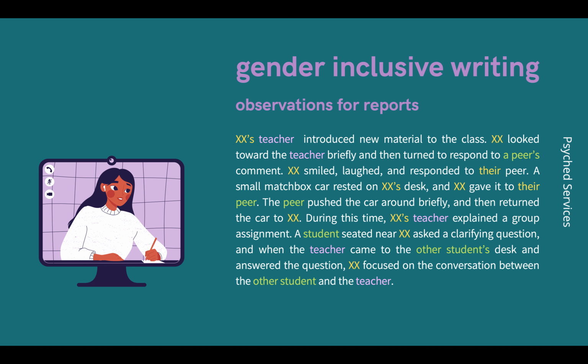I'm going to refer to the student as X. X's teacher introduced new material to the class. X looked toward the teacher briefly and then turned to respond to a peer's comment. X smiled, laughed, and responded to their peer. A small matchbox car rested on X's desk, and X gave it to their peer. The peer pushed the car around briefly, then returned the car to X. During this time, X's teacher explained a group assignment. A student seated near X asked a clarifying question, and when the teacher came to the other student's desk and answered the question, X focused on the conversation between the other student and the teacher.